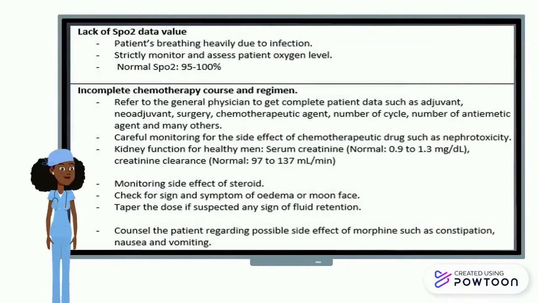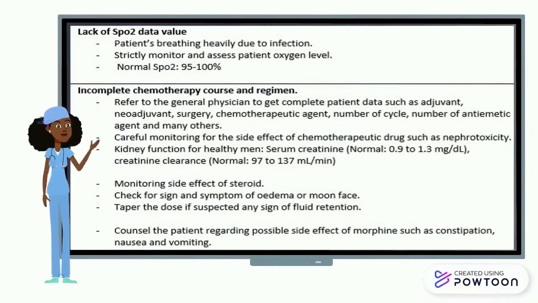Referring to the assessment on the lack of oxygen saturation data, the patient should be closely monitored due to the patient experiencing heavy breathing caused by the infection. Regarding the incomplete chemotherapy course and regimen, we should refer to the general physician to get complete patient data on his medication history, surgery history, and drug tolerance. We need to monitor carefully the side effects of chemotherapeutic drugs that have been consumed by the patient.